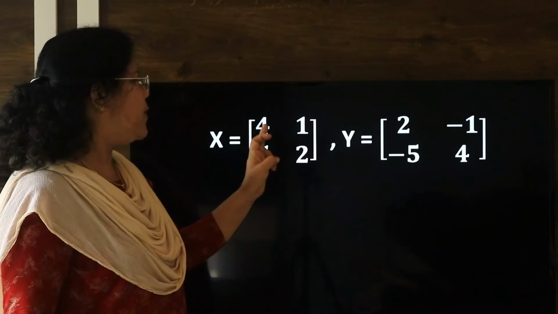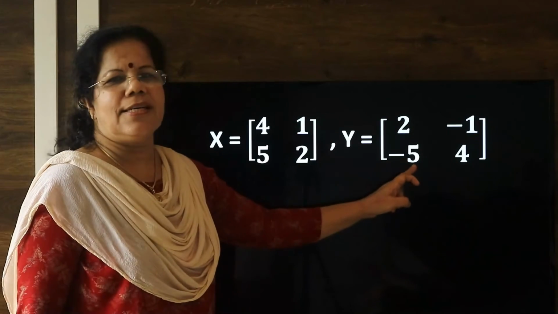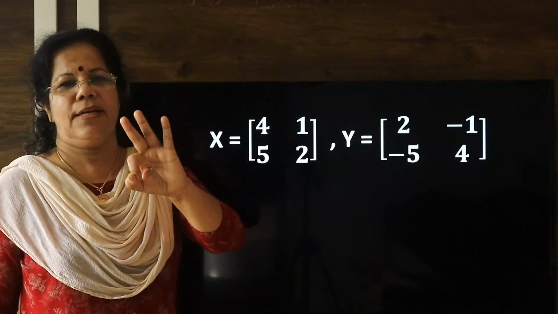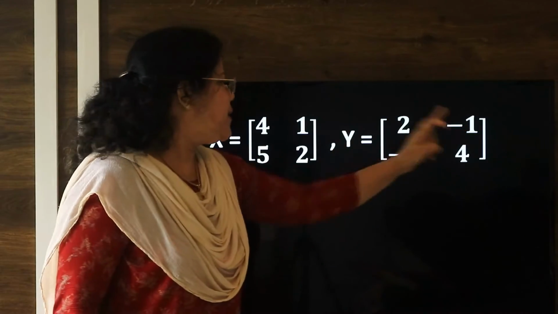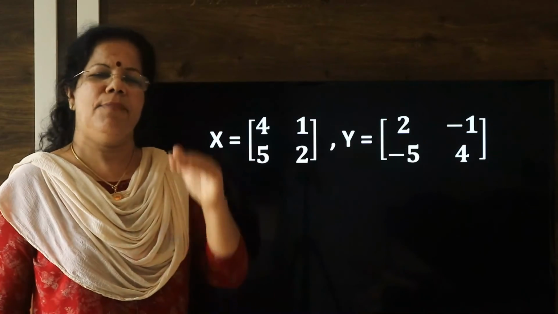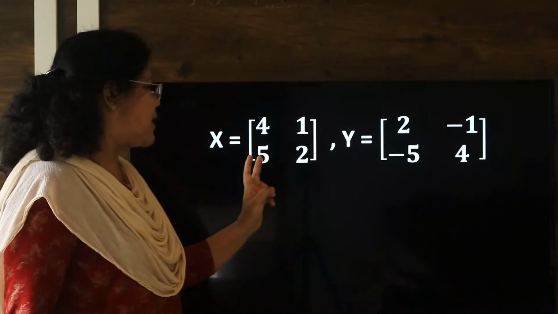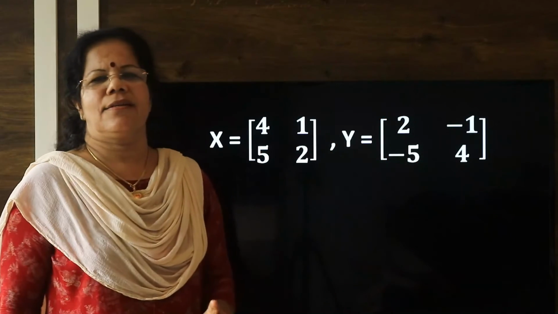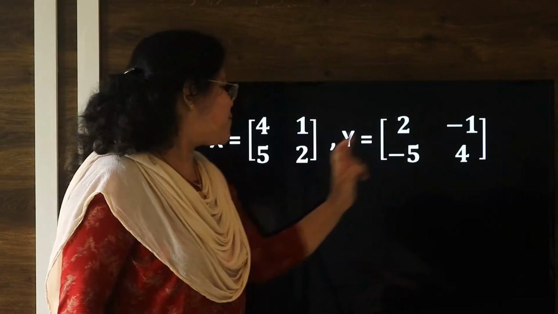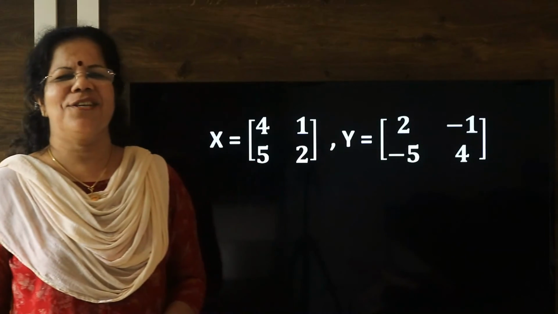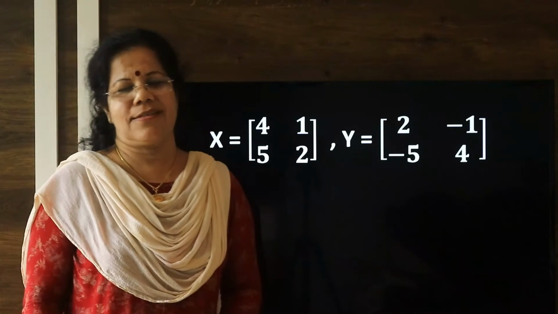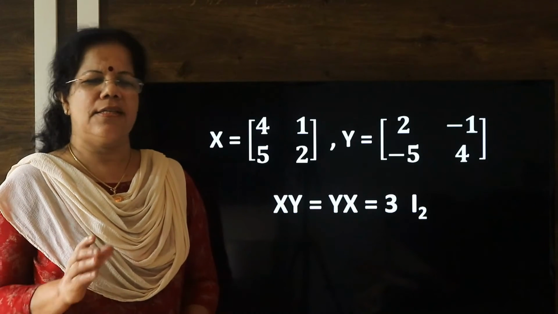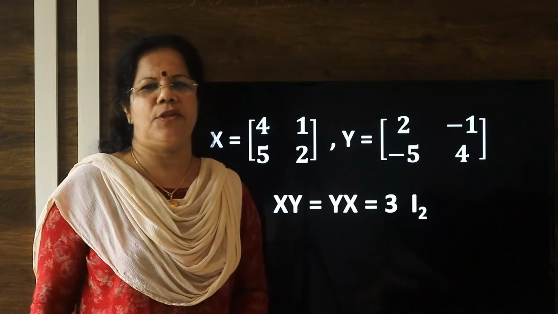Here you just see 8 negative 5. 8 plus negative 5, 3. First element is 3. Minus 4 plus 4. Second number in the first row is 0. Second row first element 10 minus 10, 0. Minus 5 plus 8, 3. So finally what we got, XY is equal to matrix 3, 0, 0, 3. That is, if you take 3 outside, it is 3I2.